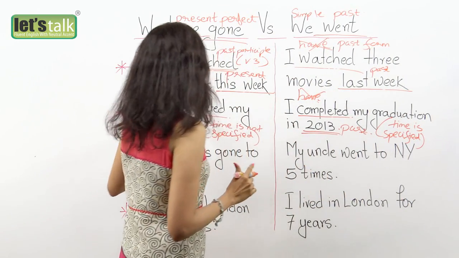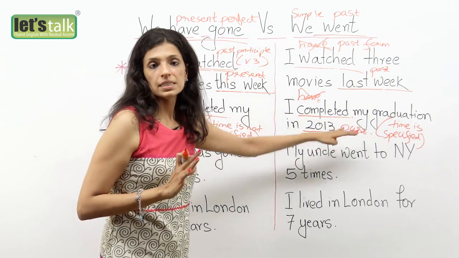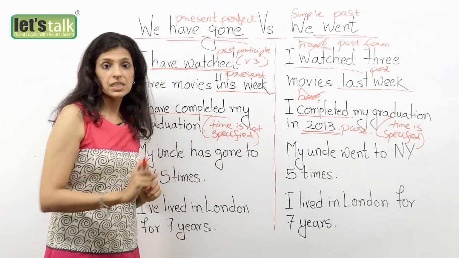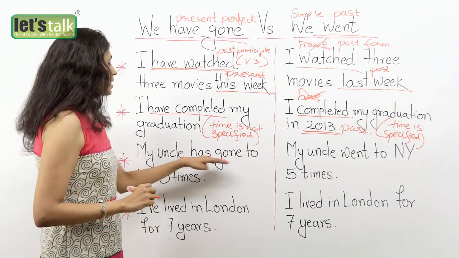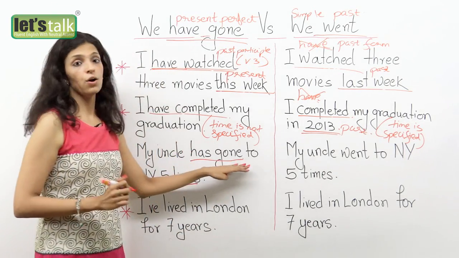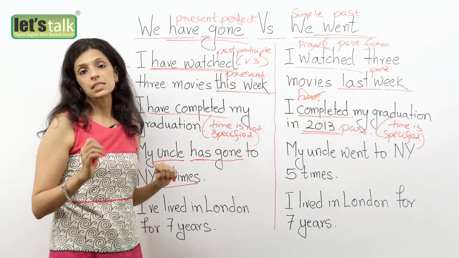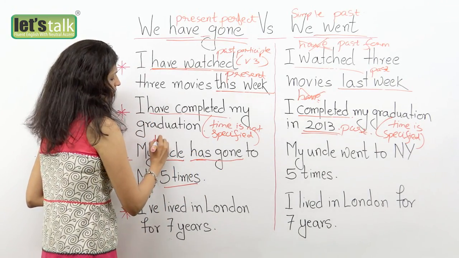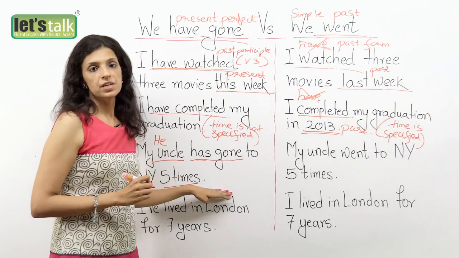Okay friends, I hope this is very clear to you. Time is not specified when you use the simple past tense. You are talking about a specific time, especially in the past. My next example, my uncle has gone to New York 5 times. Now, has gone. First, let me tell you, I'm using has gone because my uncle is a third person. If you replace it with a pronoun, he has gone to New York 5 times.